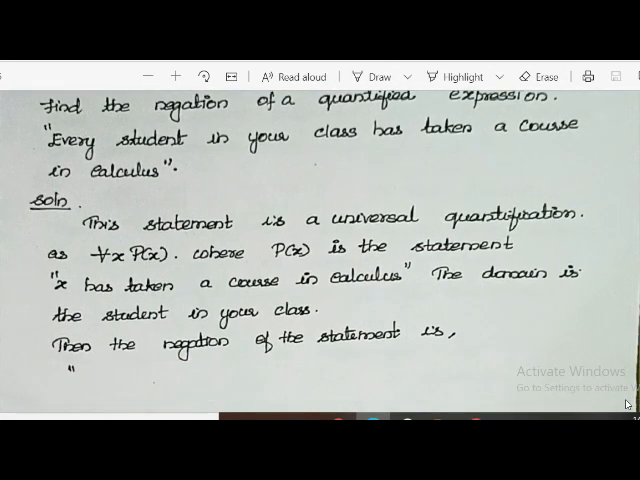So the first question is, find the negation of the quantified expression: every student in your class has taken a course in calculus. So we have to write the negation of the statement. In this statement we can see that every student is mentioned, so every denotes the quantifier. First of all, you have to see the negation of the quantified expression.